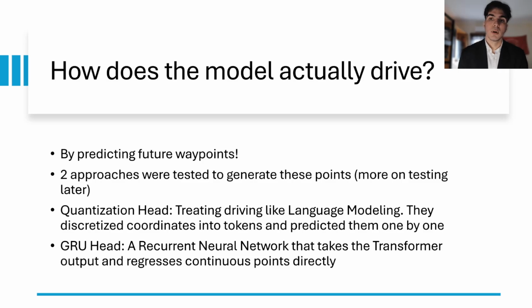So now, how does the model actually drive? Once the scene is processed, how do we get an action? The goal, of course, is to predict future waypoints. The authors tested two heads for this. The first one was the quantization head. This treats driving like language modeling, discretizing coordinates into bins and predicting them one by one. And then the GRU head uses a gated recurrent unit to regress continuous waypoints directly from the transformer output.